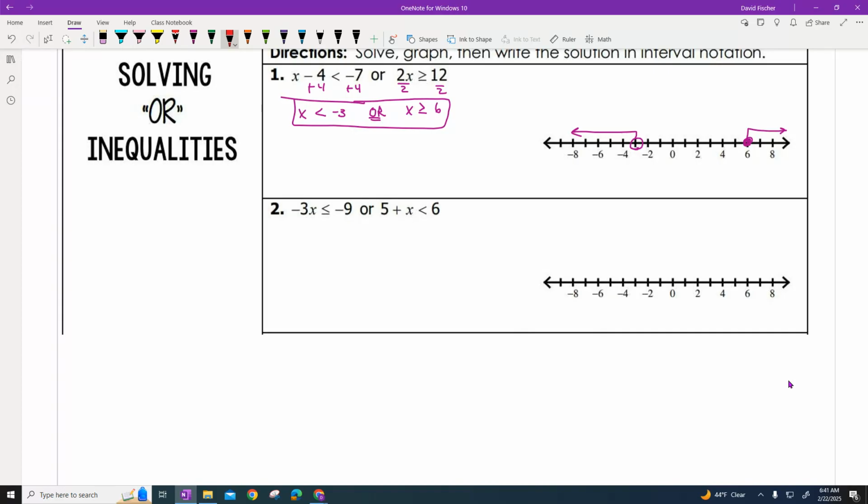All right, here we go again. It's only one step, but we've got to remember that rule on inequalities: if I divide by a negative, you have to flip the sign. Okay, and negative divided by negative is a positive 3. Let's get that 5 to the other side.